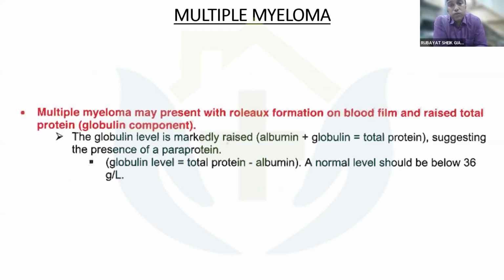Sometimes they give you a globulin level or a total protein level also in your scenario. When you see that the globulin level is very high or the serum total protein is very high, you suspect that this is a case of paraproteinemia. And of course, there will be a marked rouleaux formation and a very high ESR.